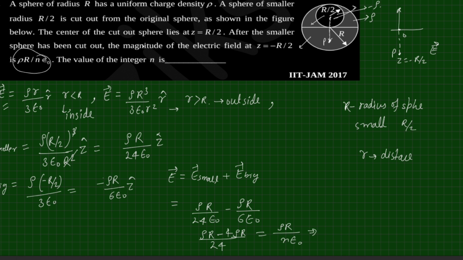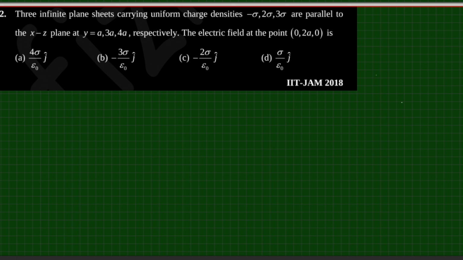Okay, so from here this is minus 3 rho R over 24 epsilon naught equal to rho R over n epsilon naught. So 3 will cancel out 8 times. So the value of n will be 8. This is what was asked. So 8 is the answer. Okay, come to the next question.